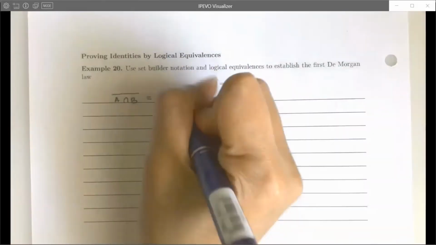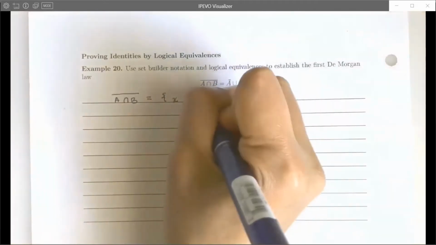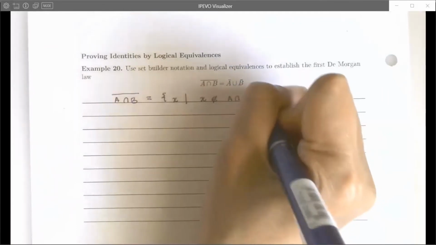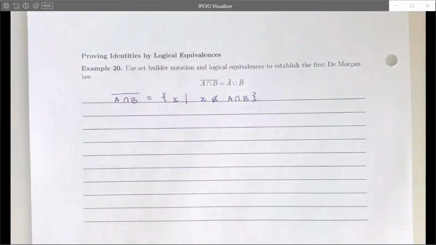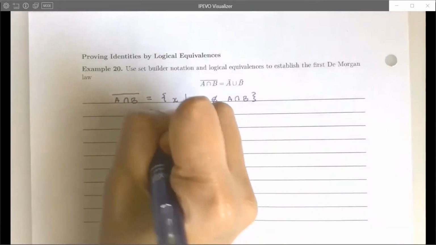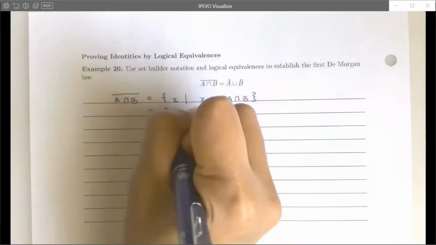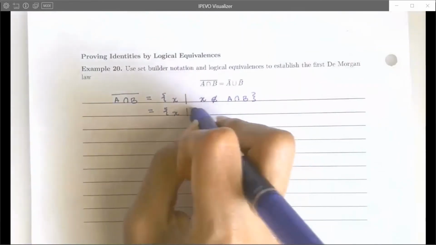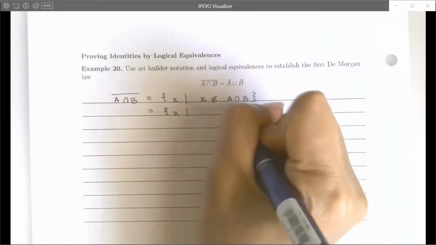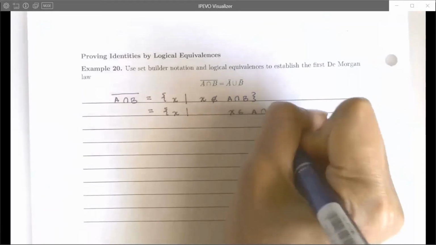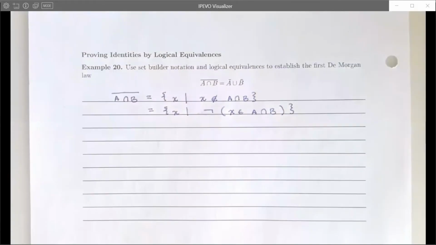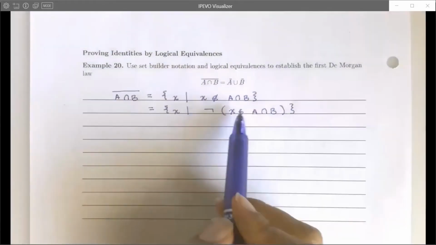So that is the set of all elements such that the element is not found in A intersect B. Right, so it's part of the universal set, but it's not part of A intersect B. Furthermore, what that means is that it's the set of all elements such that x is in A intersect B with negation in front is a true statement, right? So in other words, we're negating the fact that x is in the intersection.